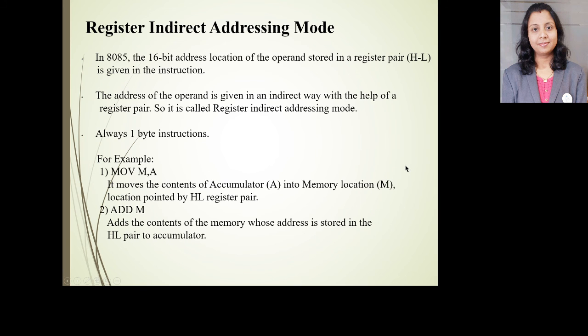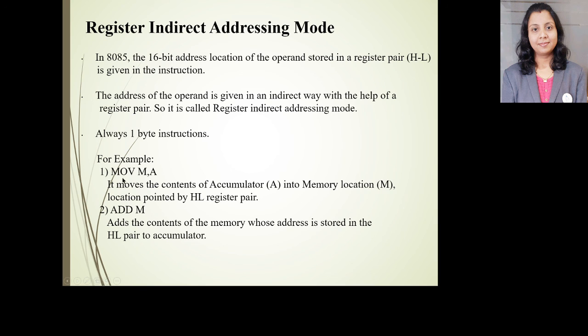Register indirect addressing mode. In 8085, the 16-bit address location of the operand stored in the register pair HL is given in the instruction. The address of the operand is given in an indirect way with the help of a register pair. So it is called register indirect addressing mode. It is always a 1-byte instruction.